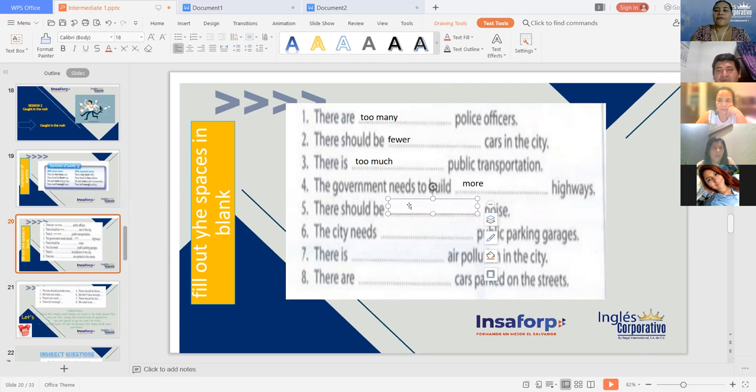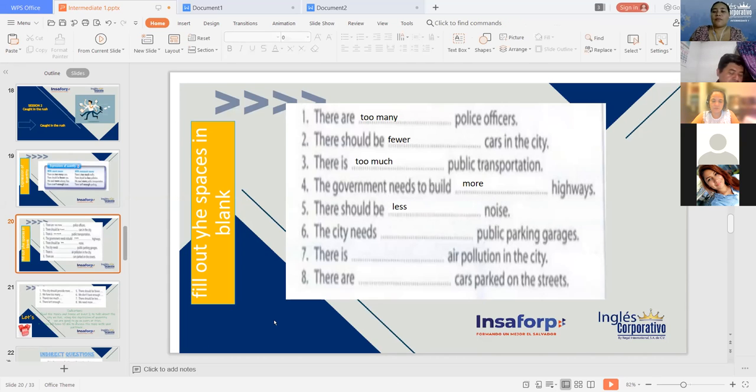Fewer, okay. Do you think that fewer would be the correct one? All right. It has to be less, right? Let's remember that fewer is for things that you can count, right? However, less is for things that you are not able to count. Noise, unfortunately, we are not able to count the noise, right? So let's see, what about the number six?